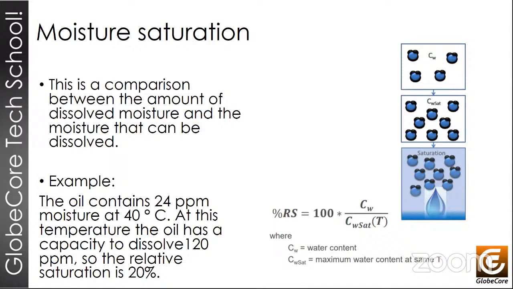An example of moisture saturation looks like this. An oil with a temperature of 40 degrees has the ability to hold, for example, 120 ppm of water. So if the oil contains 24 ppm, and the temperature of this oil is 40 degrees, the relative saturation will be about 20%. And in this case, if the oil had a concentration of 60 ppm, that would mean that the saturation is 50%. Next slide, please.